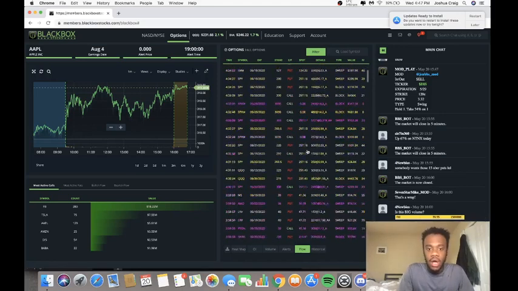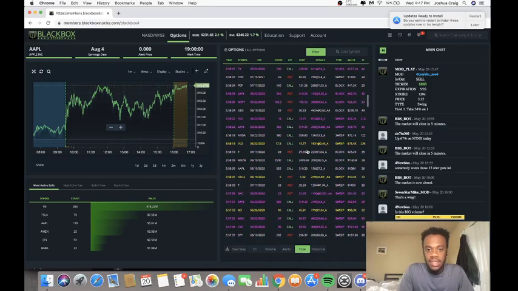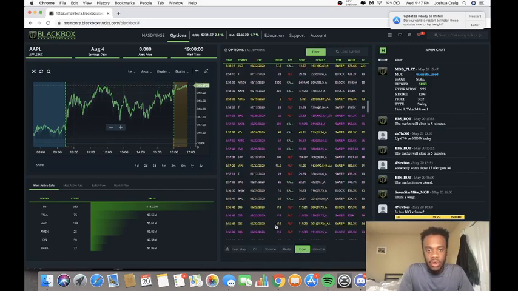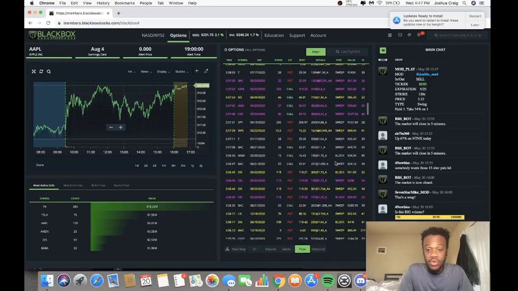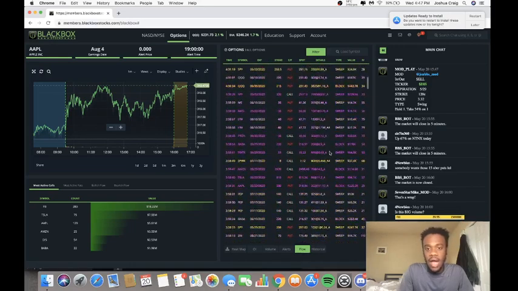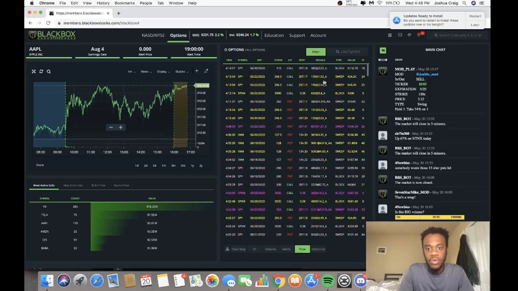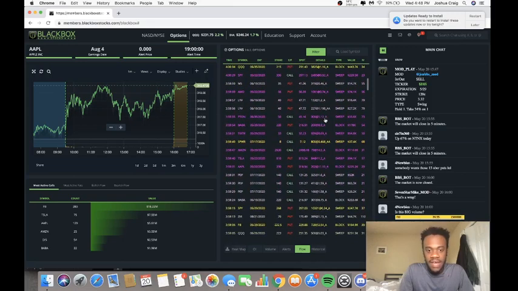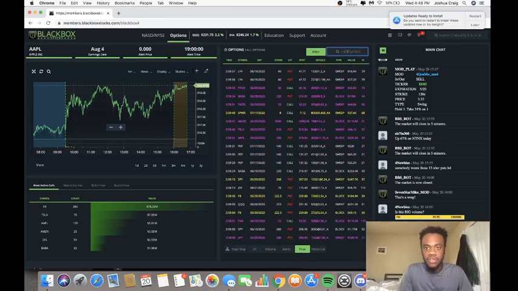Now, the reason I like the way they have their flows is because it's color coded. A lot of them are color coded also, but this one also lets you know where the order was taking place: at the bid, ask, or above ask. So you might have a certain stock. Let's see, I traded Facebook today.